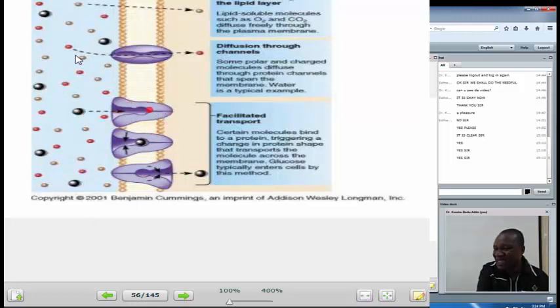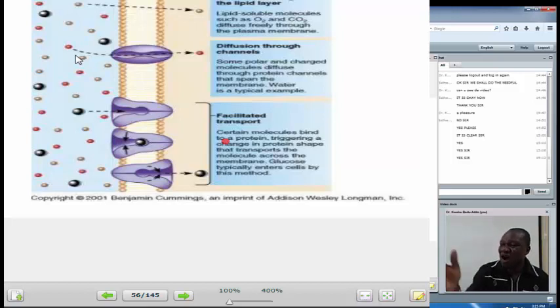Then we have facilitated diffusion, where the particles will be moving across using a carrier. Now, this is a carrier. The particle will bind to the carrier. The carrier undergoes a conformational change, right? And the particle is released to the region of low concentration. Then the carrier will assume its original conformation. The particle binds to it again, it undergoes a conformational change, and the particle is ferried across the membrane.